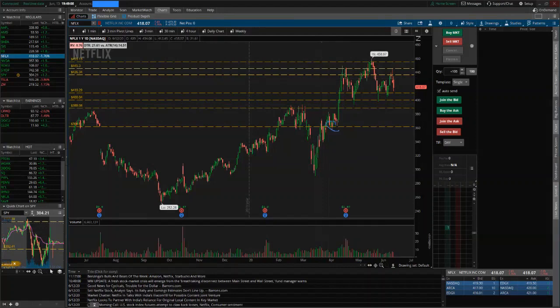And if you see here, I'm going to get my annotate. So you have a line right here, and you have a line here. You have a support here. This was right at the gap fill. You also have a support right here. So as you can see, this is a strong line.